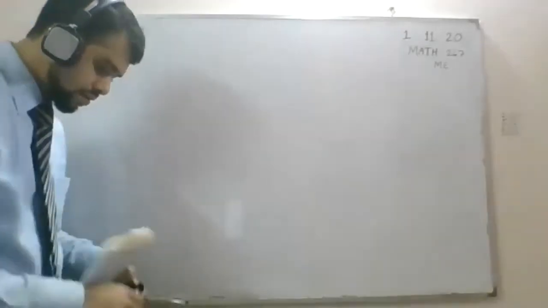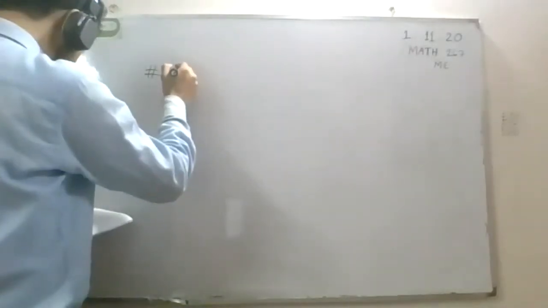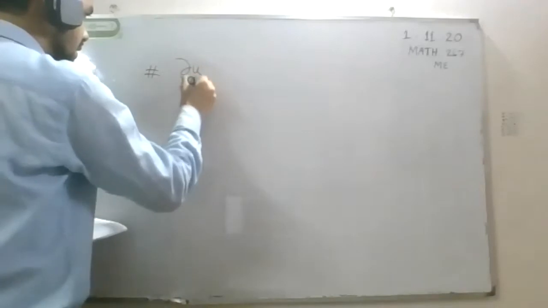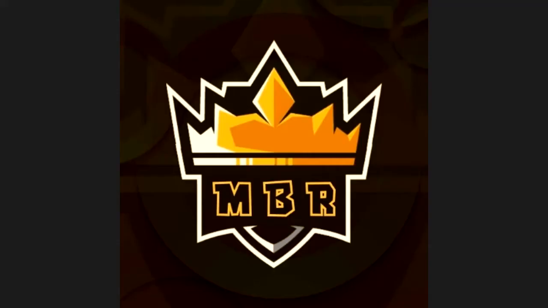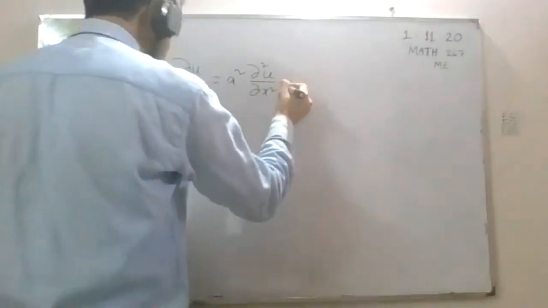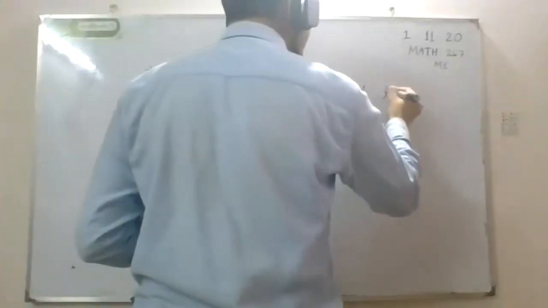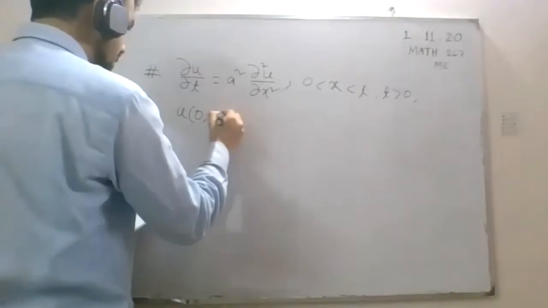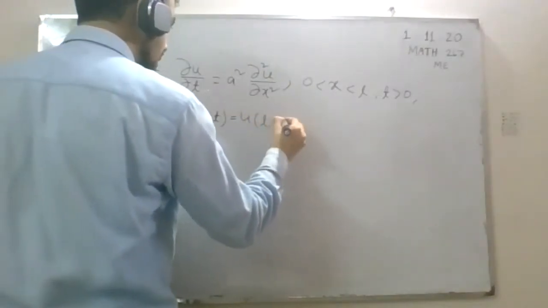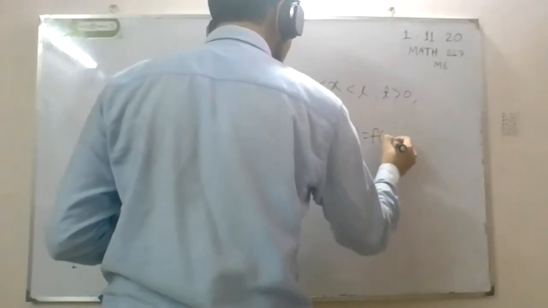Okay. So, in our previous class, we just did a problem which is related to boundary value, where the equation is del u by del t equals a square del square u by del x square, where the limit is 0 less than x less than l, and also t greater than 0, and also the boundary conditions u(0, t) equals u(l, t) equals 0, and here u(x, 0) equals f(x). Okay.